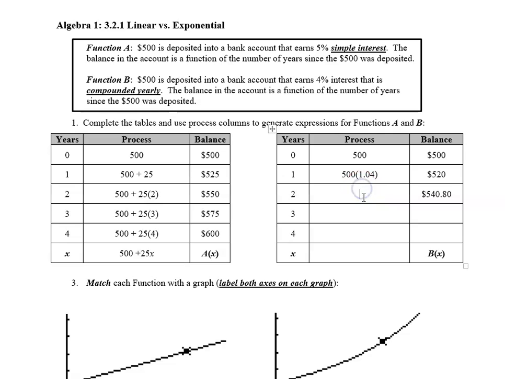And then if you take that and multiply again, you'll get 500 times 1.04 raised to the second power, because you're going to multiply by it twice. And then I'm just going to put that in the next row and change this to a third power and a fourth power. So in the last row of this table, you would have $500 times 1.04 raised to the x power. Okay, let me fix that.